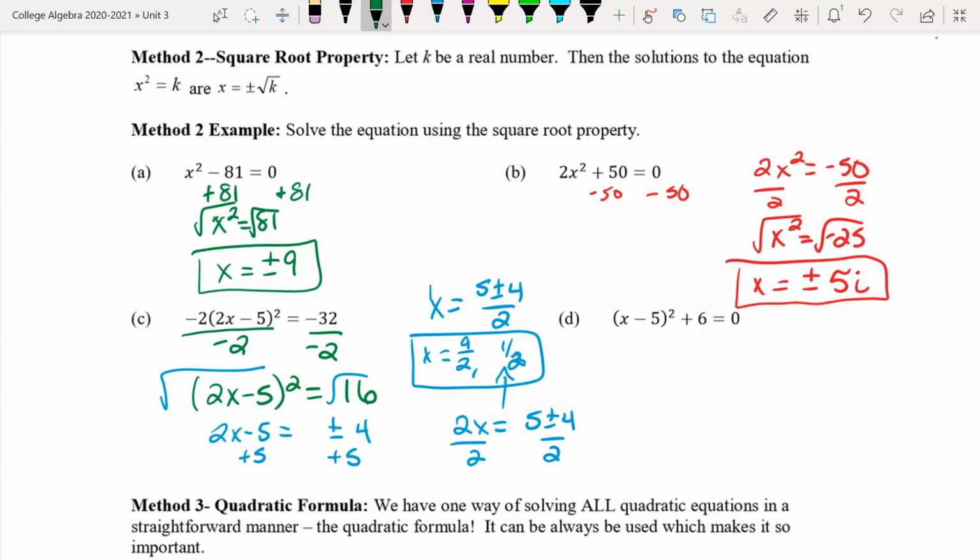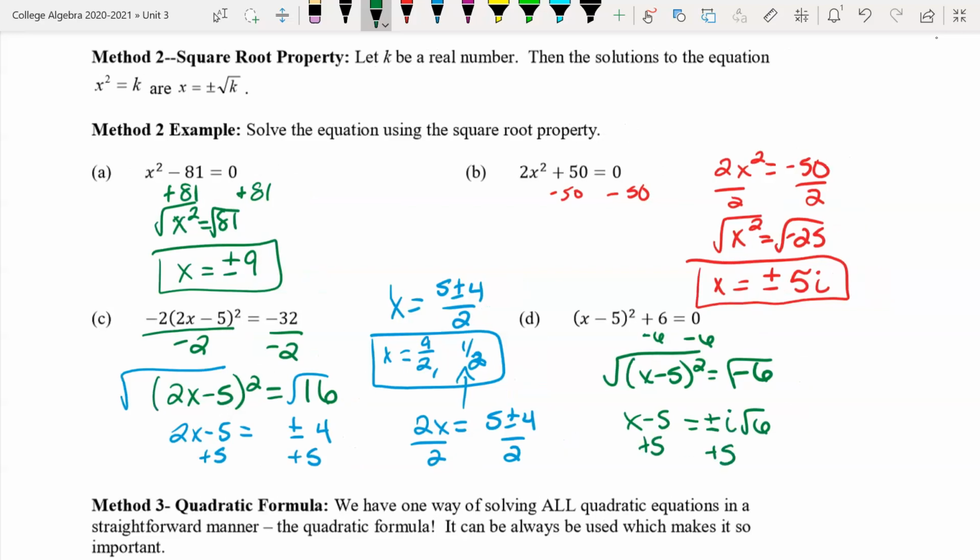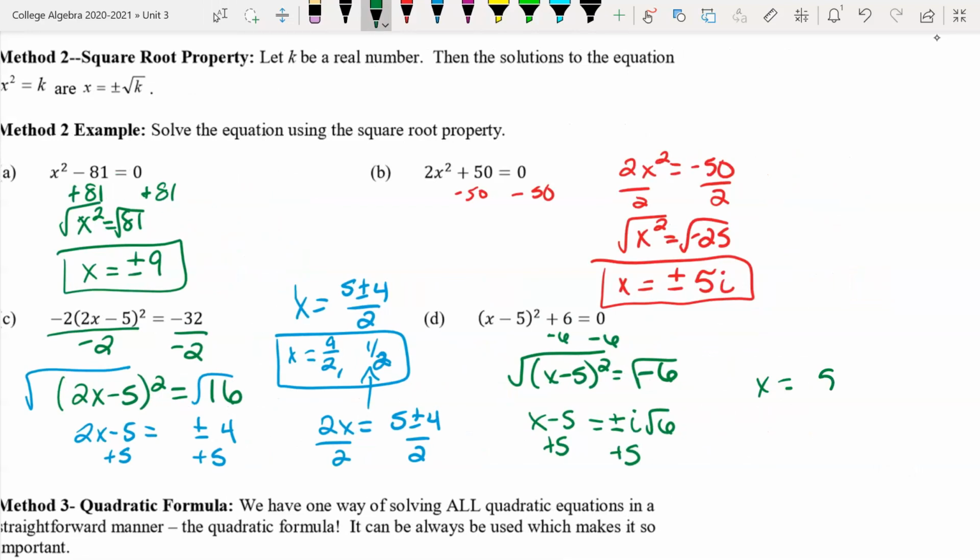So if you have a real number, not an imaginary number, you can actually solve them. Right? So this one's a little bit harder because I subtract the 6, but then you get i square root of 6, plus or minus. So I'm going to add 5. So I'd write my answer as x equals 5 plus or minus i square root of 6. That one I can't actually add or subtract because it's got an imaginary unit in there, and that's okay. You're just going to leave it like that.